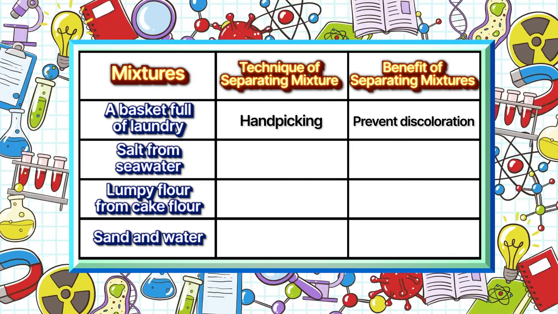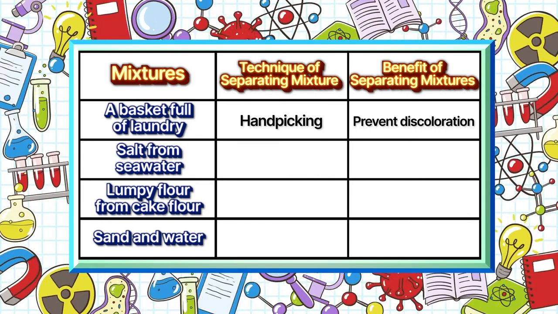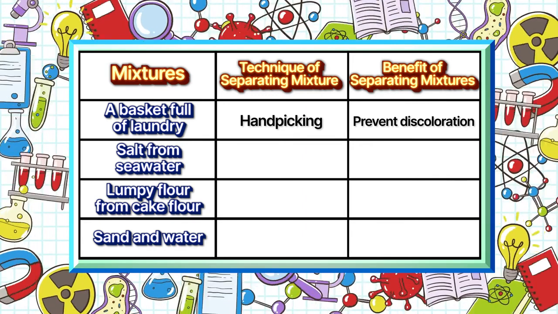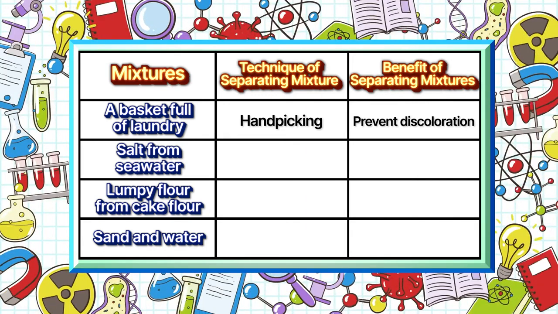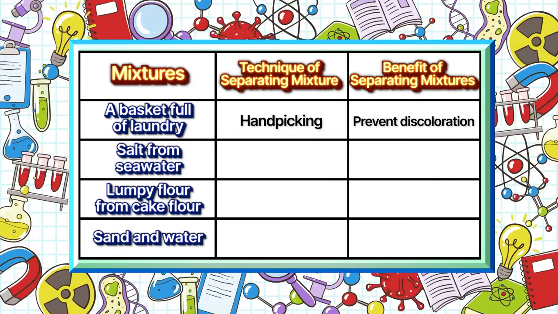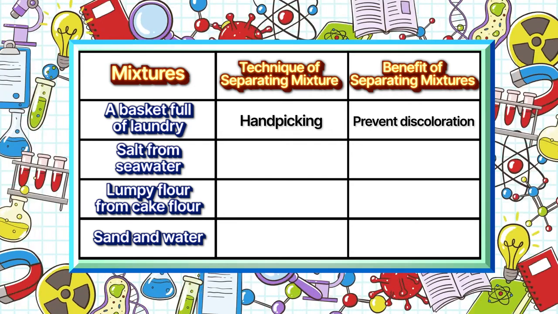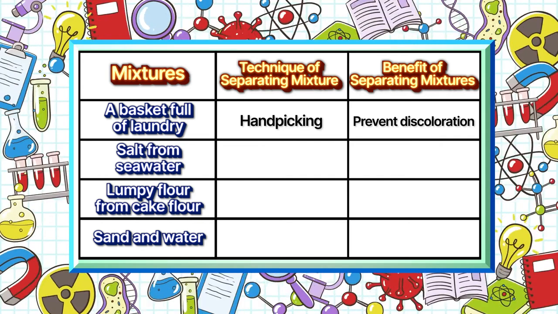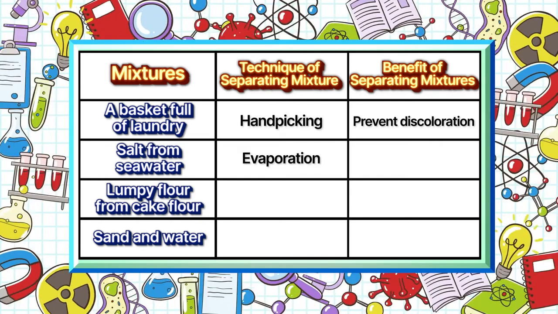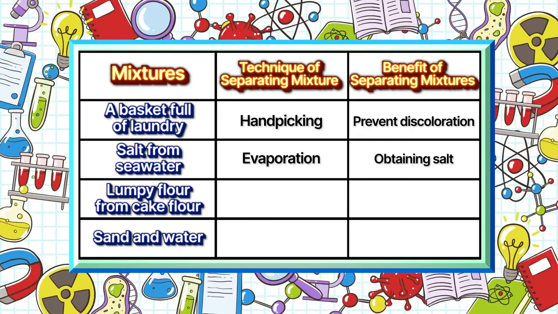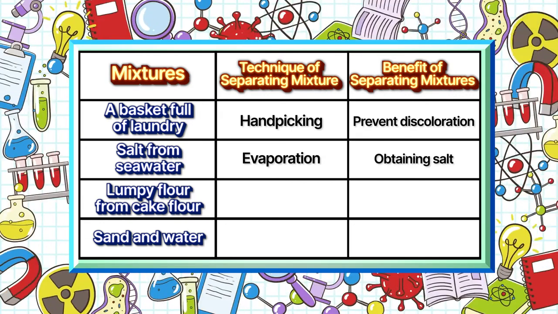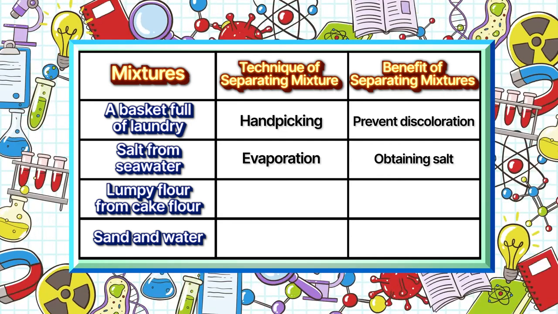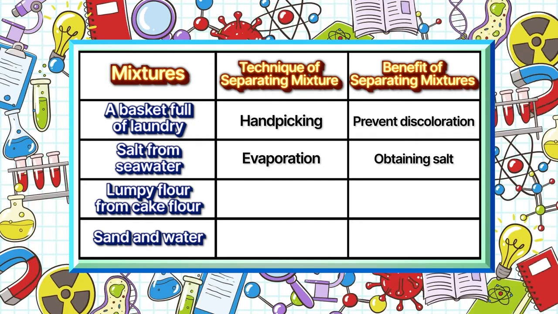What is the technique used to separate salt from seawater? What is the benefit of separating it? That's right. The technique used to separate salt from seawater is evaporation. Obtaining salt from seawater is important because salt is the main component or ingredient in cooking food.